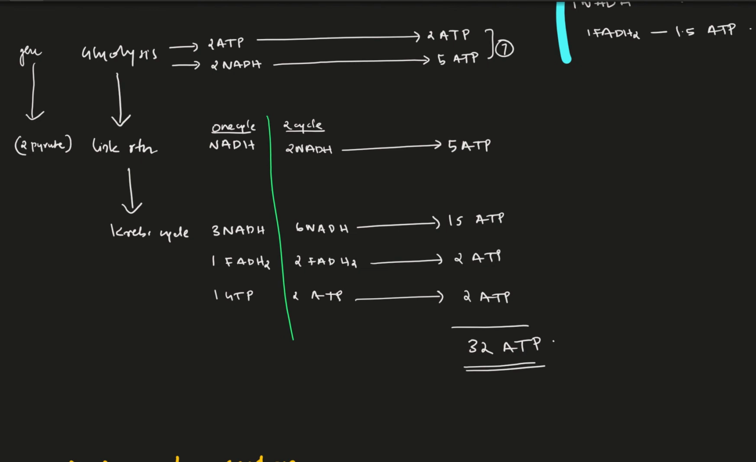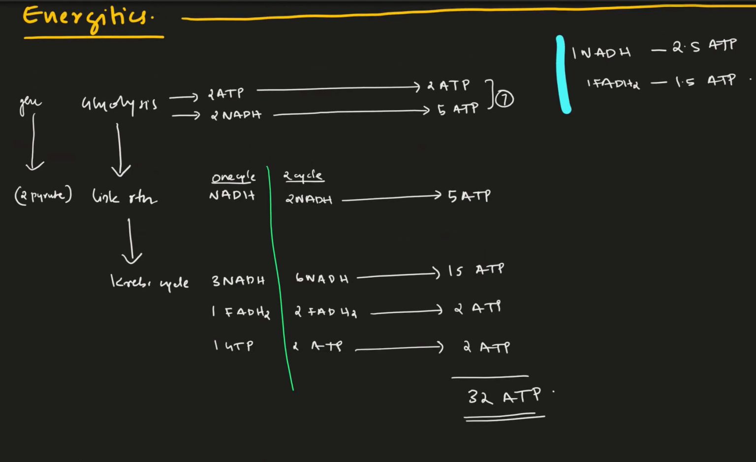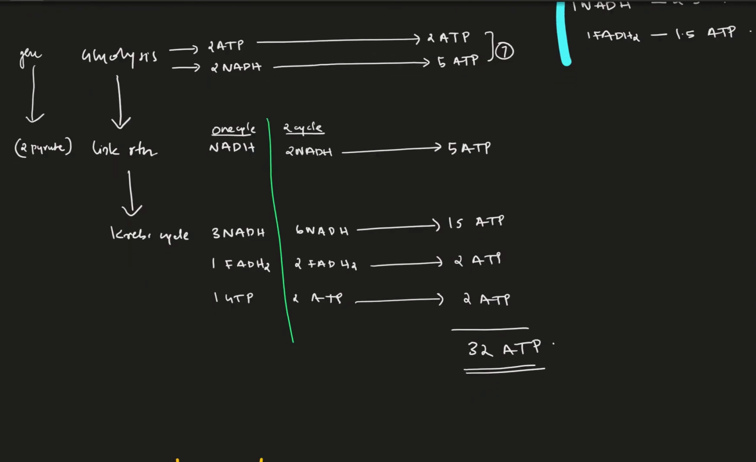Okay, so just remember this: we get 6 NADH, 2 FADH2 and 2 ATP from the Krebs cycle in total, 2 NADH from the link reaction, and 2 NADH and 2 ATP from glycolysis. So in total, glycolysis produced 7 ATP, the link reaction 5, and the Krebs cycle 20. Okay, so adding all this, we get 32 ATP. So that is the thing.